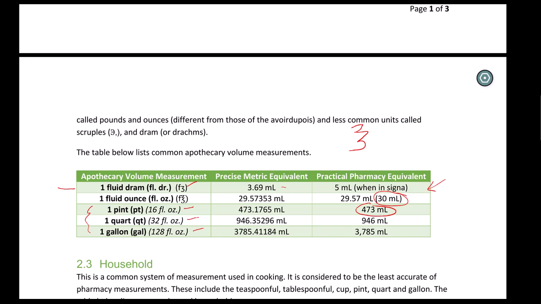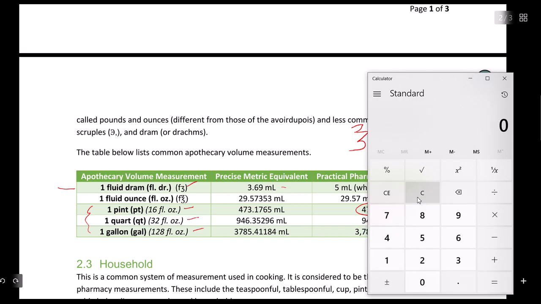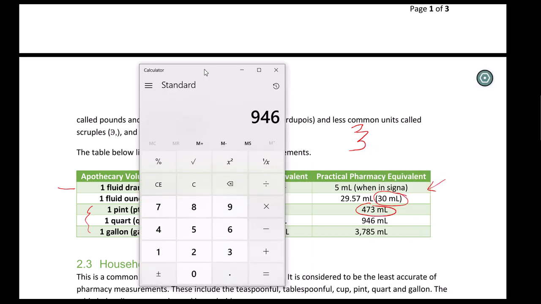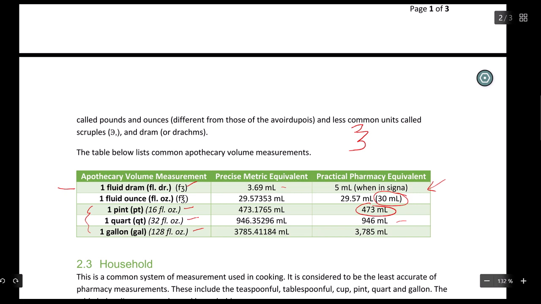If you take 473 and multiply that times 2, you get 946, which is the next one down. And again, for the 128, you get a gallon. But usually pint, quart, gallon in liquid amounts. This is the apothecary volumetric measurements.